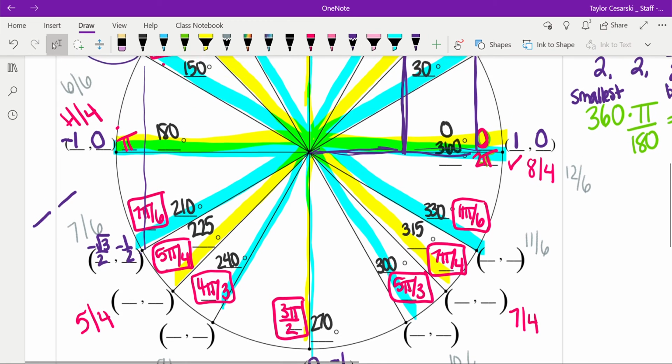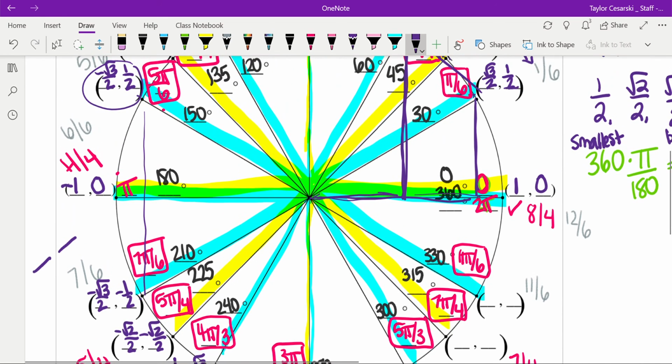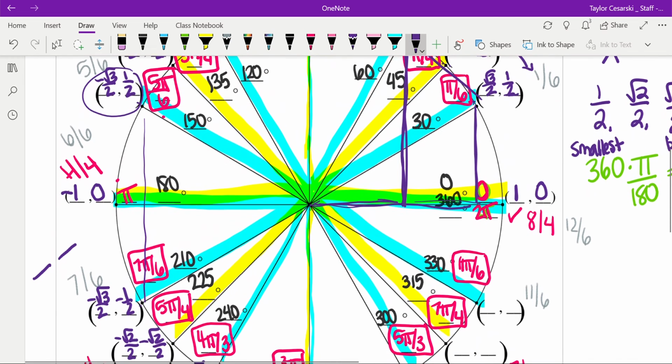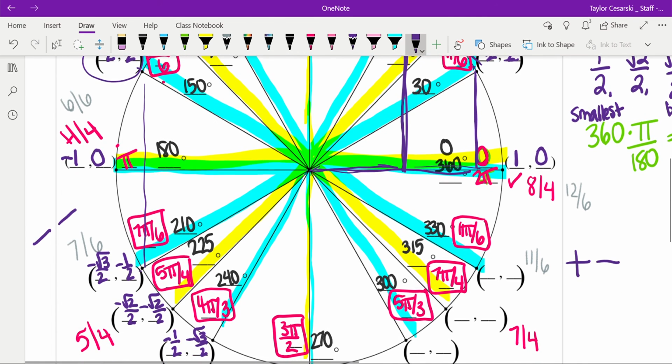All right, for my yellow, everything's going to be negative. Negative square root of 2 over 2, negative square root of 2 over 2. And then finally for the last one, negative 1/2, negative square root of 3 over 2. All right, we can do the same thing for the last quadrant. If I drop it down from 30 degrees, here my x value is going to be positive and my y value is going to be negative. So I have square root of 3 over 2 and negative 1/2.